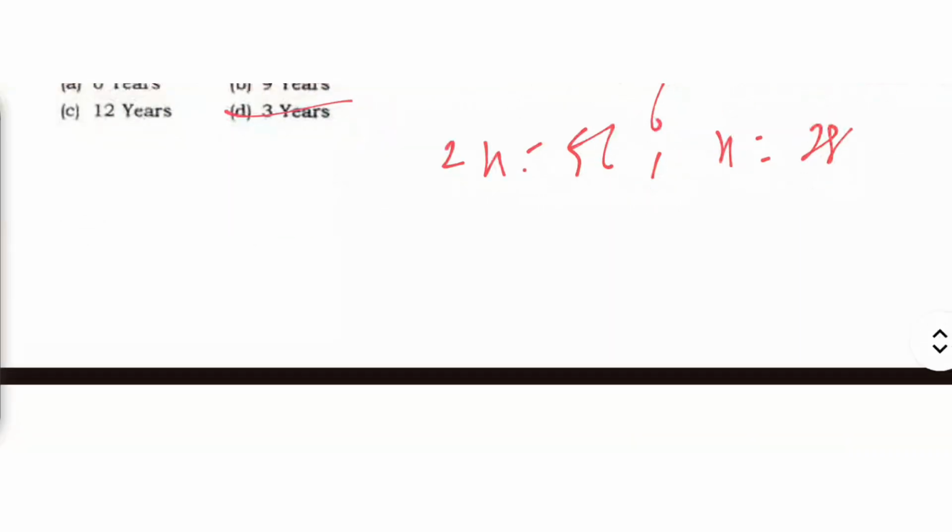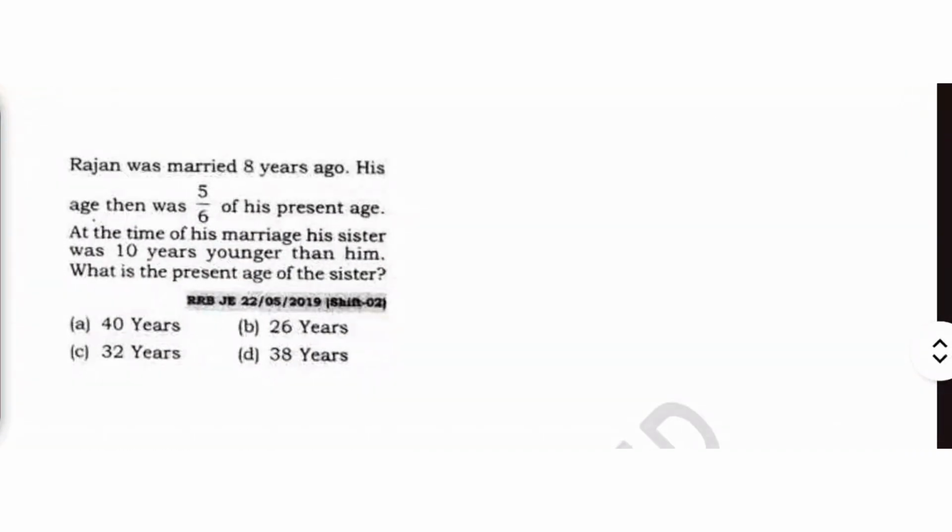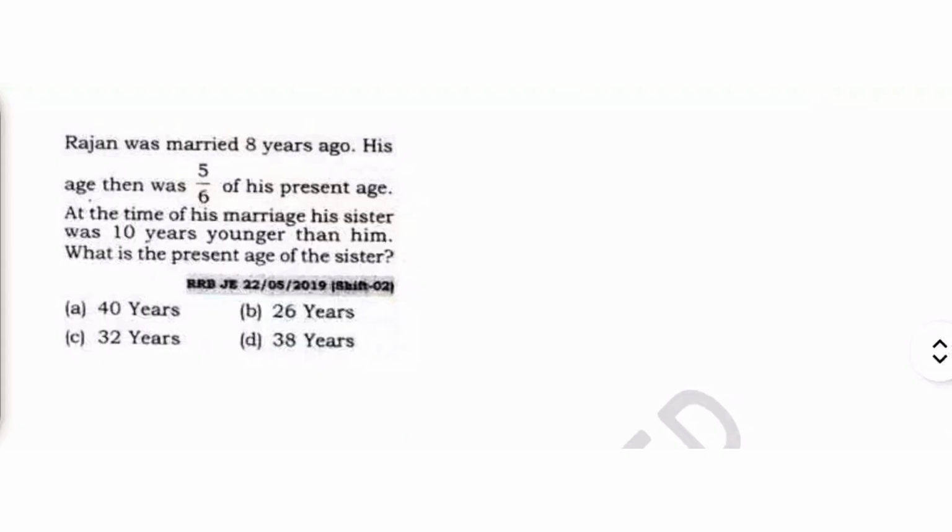Rajan was married 8 years ago. His age then was 5/6 of his present age. At the time of his marriage, his sister was 10 years younger than him. What is the present age of his sister? Okay, let Rajan's age 8 years ago be X. His age then was 5/6 of his present age. His age then, what was it? X. It is nothing but 5/6 of his present age.